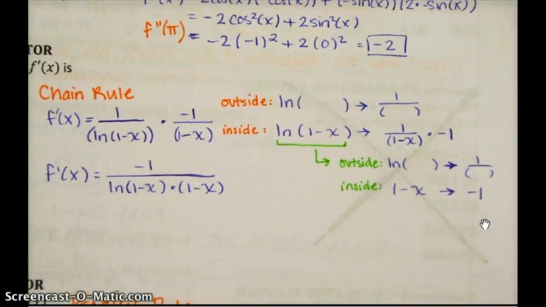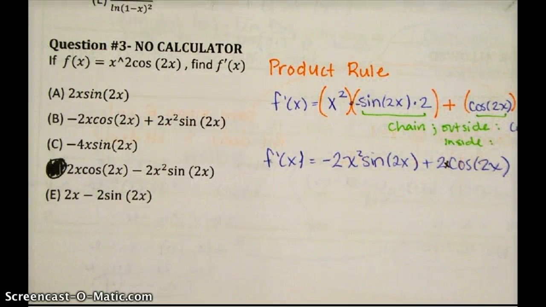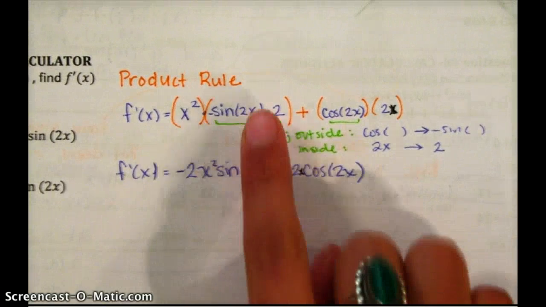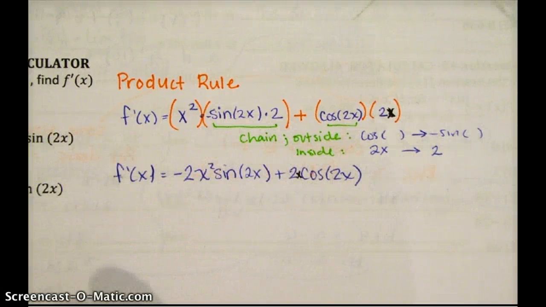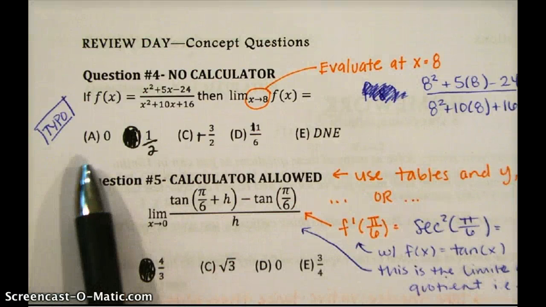And question 3. Question 3 was just a really simple product rule. It looks like I didn't mark the answer here, but it should be D. And if you want to see my product rule, there was a chain rule inside of it just to do the little 2x thing. Question number 4 is the one where I had you change the answers because there was a typo.